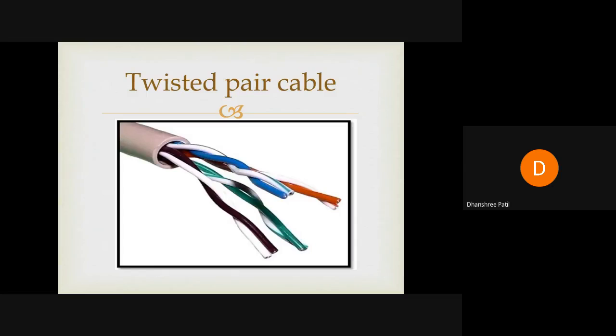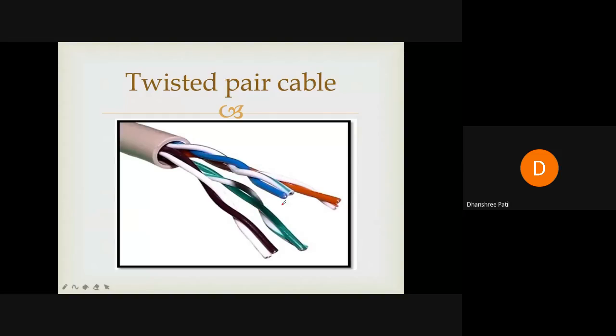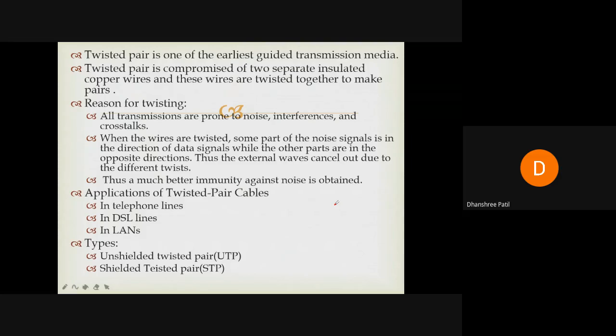These are some of the wires that we have seen. First is the twisted pair cable. It is called a twisted pair because the wires are twisted with each other, and mostly four pairs are made of eight wires. Where is it used? In telephone lines, in DSL lines, or in LANs. So why are these wires twisted with each other? The reason is to provide more security, or we can say to have a noiseless communication.